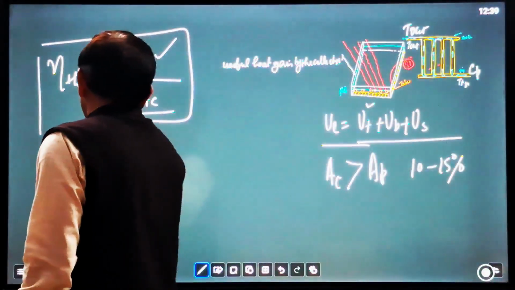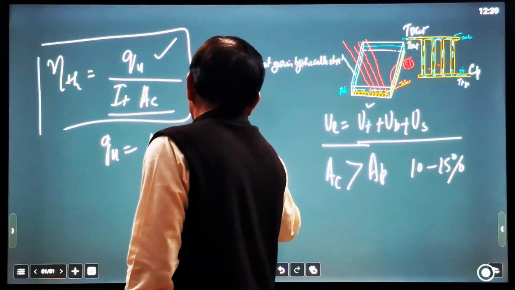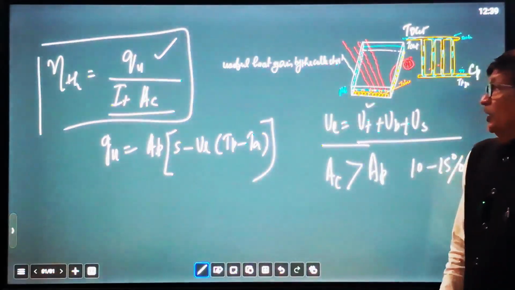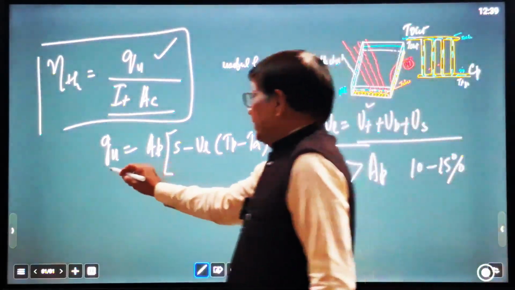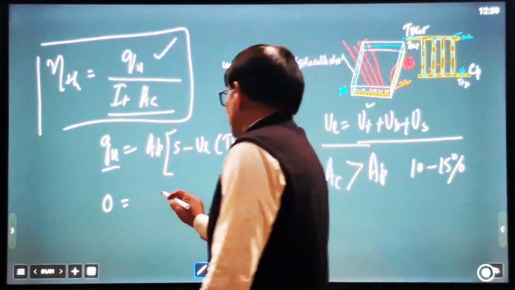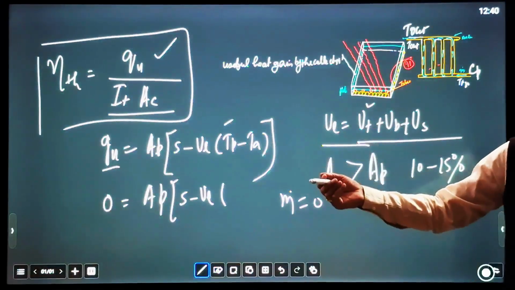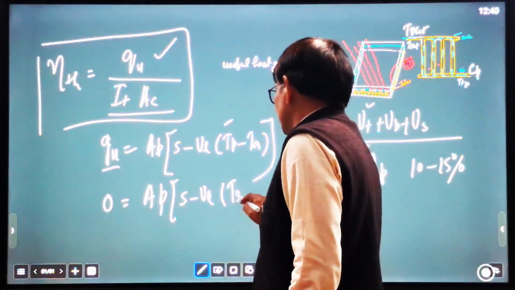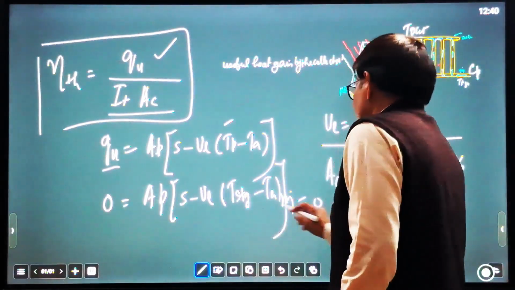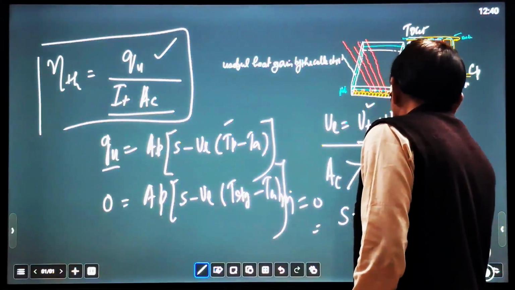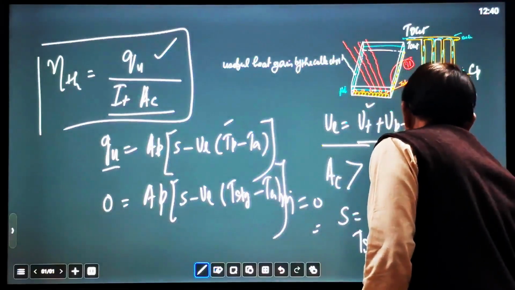In that case, you know that we have already calculated QU equal to AP times S minus UL times TP minus TA. This equation is used for finding the theoretical useful heat gain. When no fluid is flowing, when mass flow rate is zero, the useful heat gain becomes zero. So AP into S minus UL, and in that case TP will continuously rise, reaching a maximum. That maximum temperature is known as the stagnation temperature, T stagnation minus T ambient when no fluid is flowing. Solving this equation, AP S equals UL times T stagnation minus T ambient. So T stagnation, the maximum temperature reached, equals S upon UL plus TA.